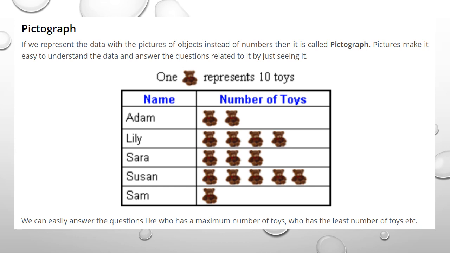Sarah is having 10 plus 10, 20. 20 plus 10, 30 toys. Susan is having 10 plus 10, 20. 20 plus 10, 30. 30 plus 10, 40. 40 plus 10, 50. And Sam is having only 10 toys. So we can easily answer the question like who is having the maximum number of toys here, children? Susan. And who is having the least number of toys here? Sam.